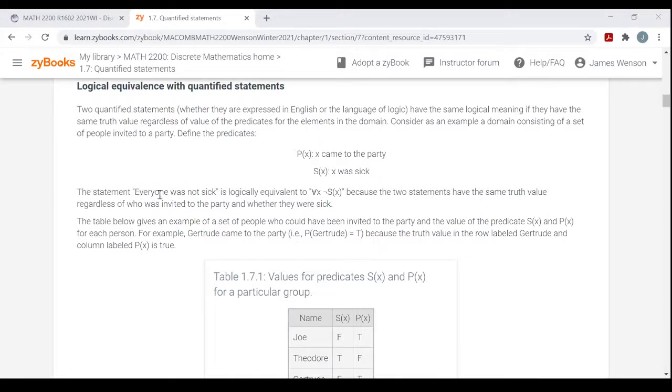The statement everyone was not sick is logically equivalent to, for every X, not S of X. This is saying, for every person at the party, this is true. They were not sick. Everyone was not sick. So we can show how we can translate back and forth between English statements that are true or false and logical propositions with notation.